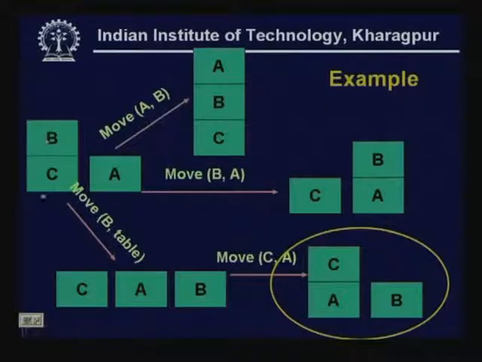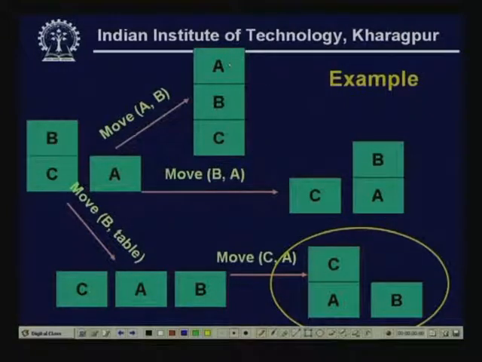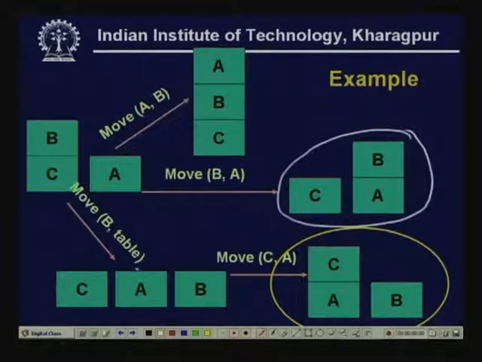We have this initial state in the blocks world where B is on top of C and A is on the table. If we execute the action move A, B, then we get to this particular case. A is on top of B, B is on top of C. If we execute the action move B, A, then we come to this state. If we execute the action move B table, we come to this state. If from this state we execute the action move C, A, we get to this state.